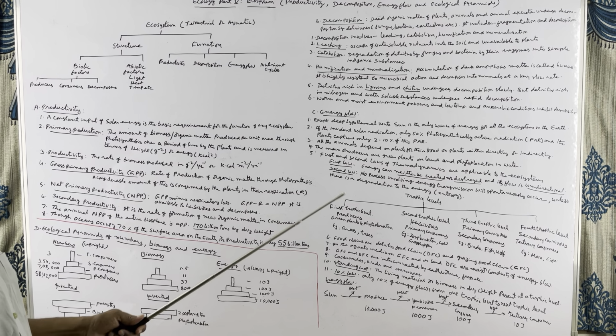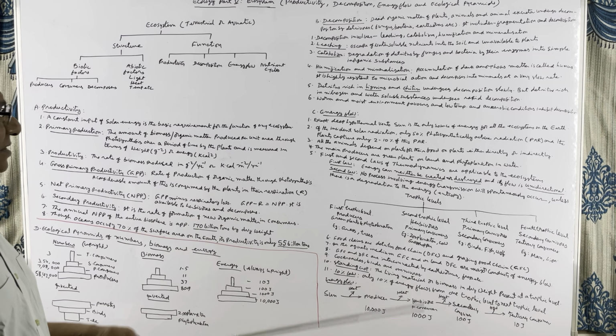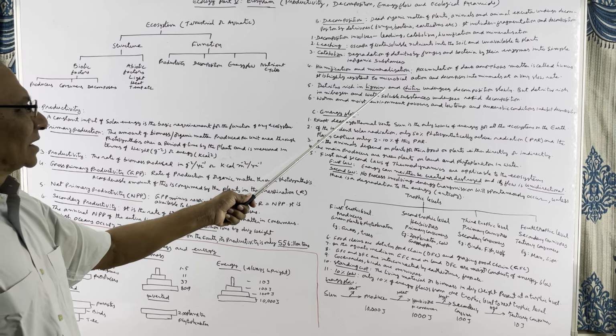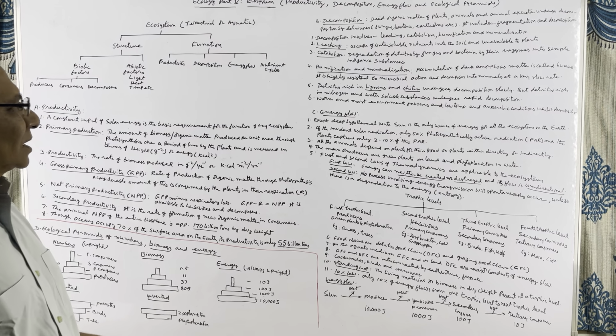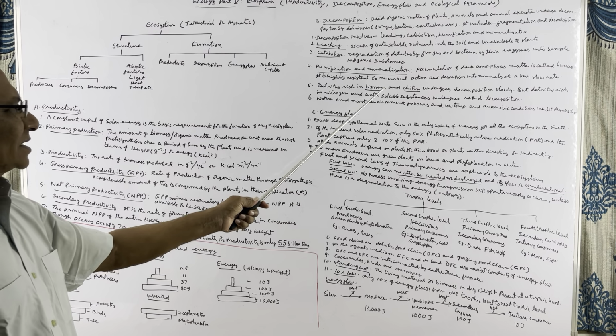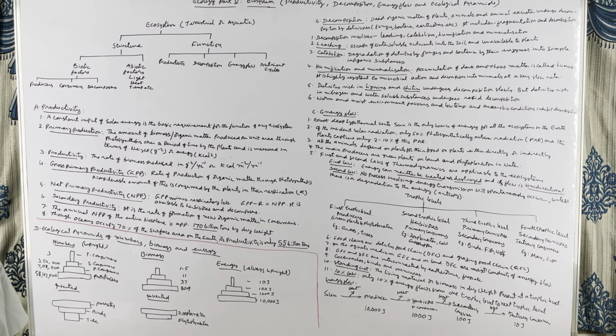Then, detritus, if it is rich in lignins and chitin, you know what are lignins and chitin? If the detritus is rich in lignins and chitin, it undergoes decomposition very slowly because these two substances, lignins and chitin, are resistant to degradation. But if the detritus is rich in nitrogen and water-soluble substances, it undergoes rapid decomposition.